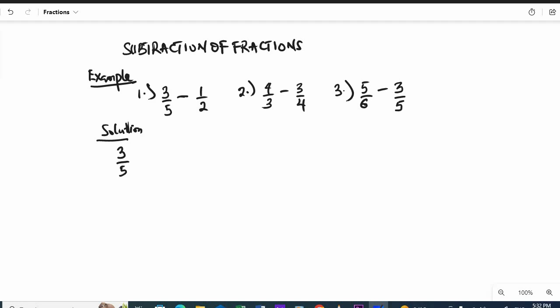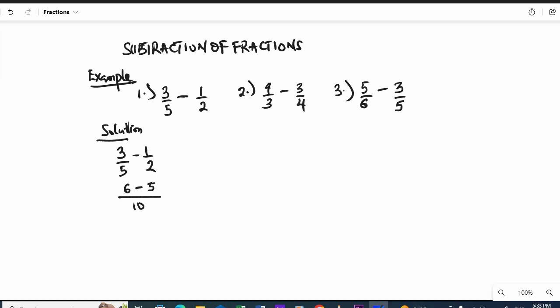Okay. So this is 3 over 5 minus 1 over 2. So just like we did before, the first thing we want to do is find the LCM. Just like we did with the addition. And remember, when both numbers do not have any common factors between them, we simply multiply to get the LCM, and that's 10. Okay, so 10 divided by 5 is 2, and then 2 times 3, that gives 6. 10 divided by 2 is 5, and 5 times 1 gives 5.